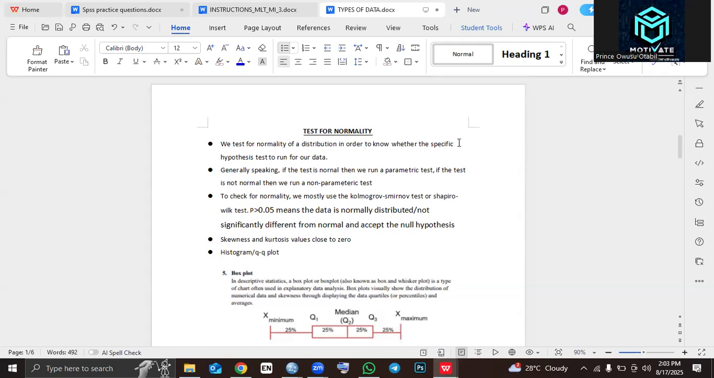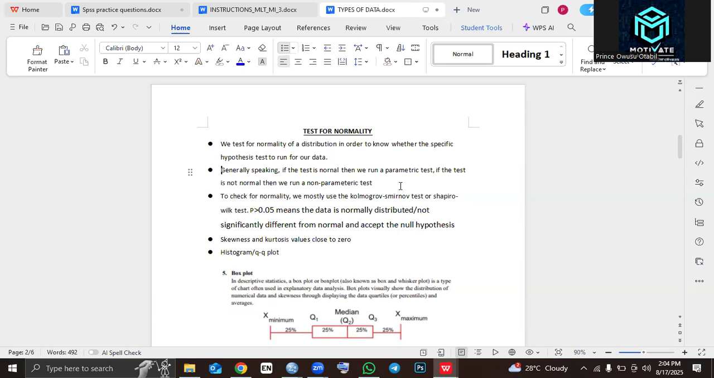Generally speaking, if the test is normal, then we run a parametric test. If the test is not normal, then we run a non-parametric test. Very, very simple.